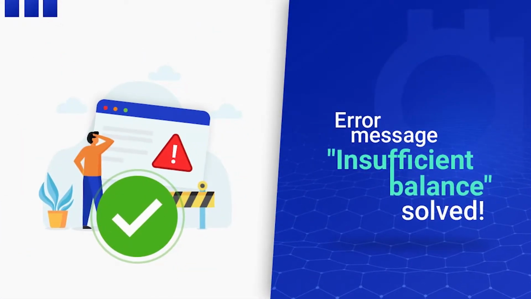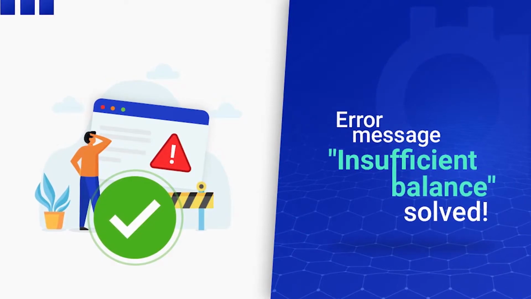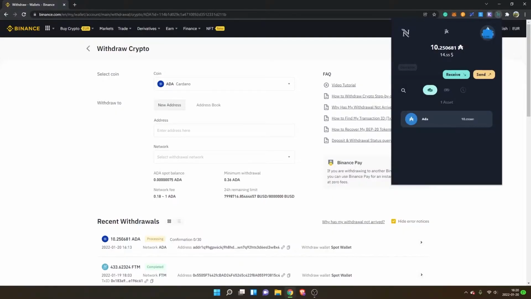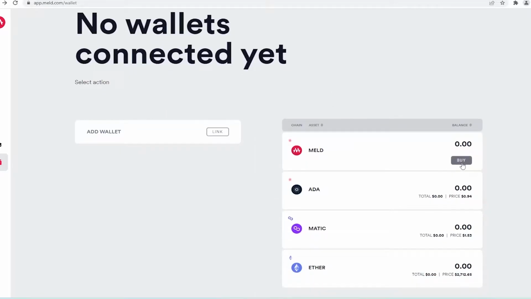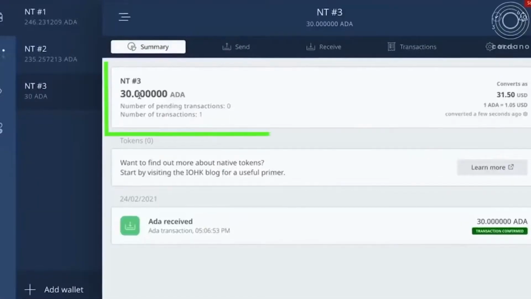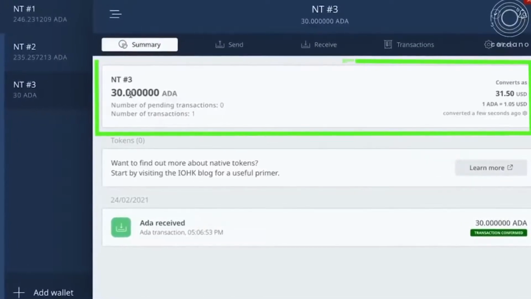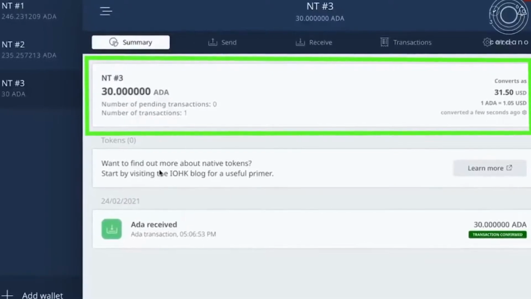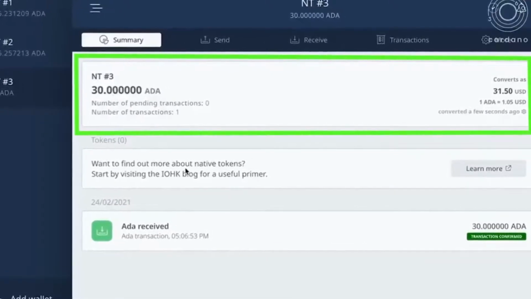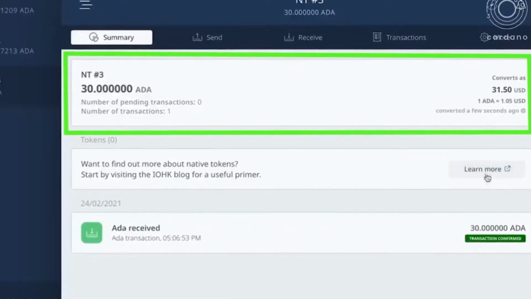In order to ensure that you don't get an insufficient balance error, always consider adding 10 to 15 ADA as collateral to the total amount you want to exchange. For example, if you want to buy 100 native MELD tokens, you must ensure that you have enough ADA to buy the desired amount, plus 10 to 15 ADA to serve as collateral and to pay for the transaction fees.